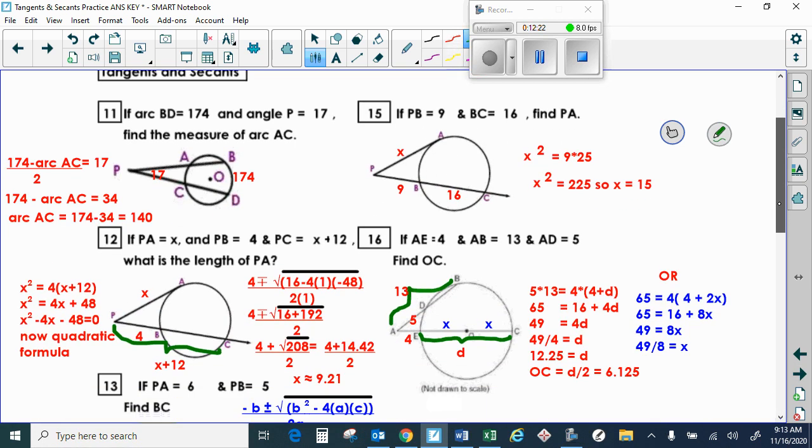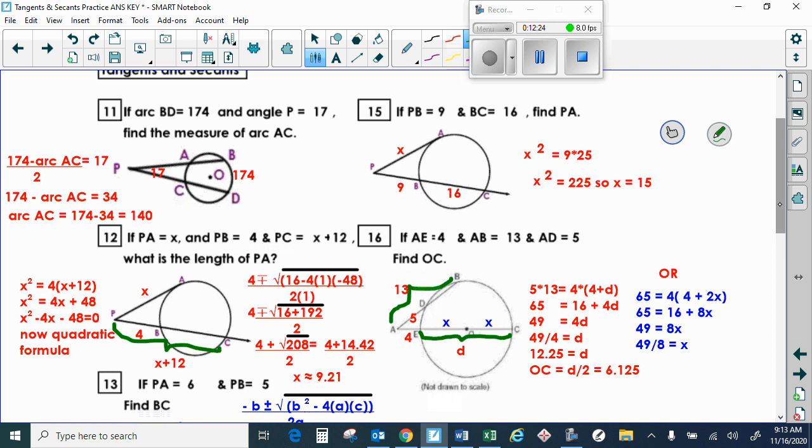Some more practice. Arc BD and angle P. So this time they give you 2 other pieces. Remember, it's the outside arc minus the inside arc equals double the angle, or outside arc minus inside arc divided by 2 equals the angle. So again, I'm doing the divided by 2.